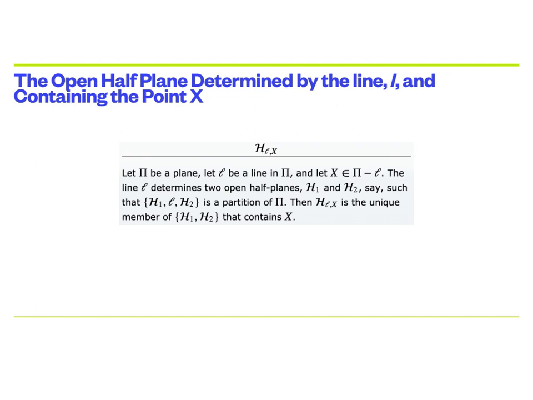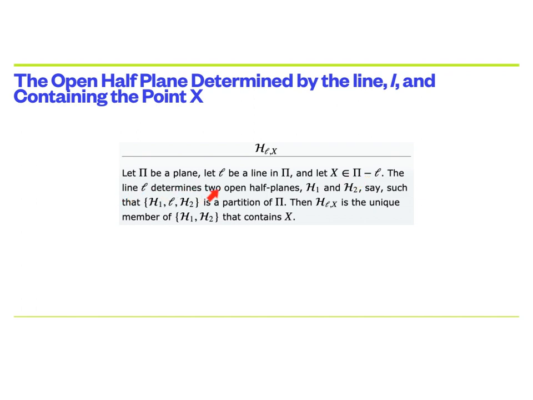Next, let's talk about the open half plane determined by the line L and containing the point x. So this is just some notation here. When we want to name that half plane, we name the line that creates it and a point that is in it. So let pi be a plane, let L be a line in pi, and let x be an element of pi that's not on the line.